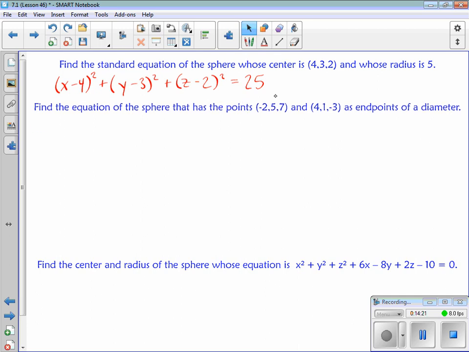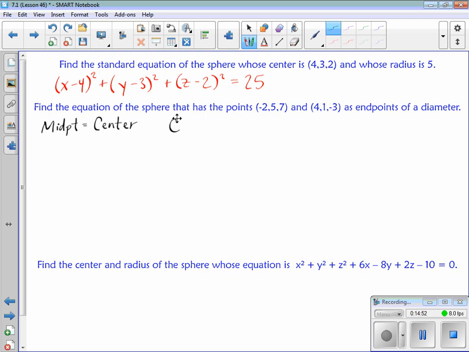Okay, find an equation of the sphere that has these points as endpoints of a diameter. So if I put a diameter through the center there, these would be endpoints. So can I do what I did here and just use one of these points, or what do I need first? You need the midpoint in order to get your center, right? So let's go ahead and find what the midpoint is. So let's write here, the midpoint is equal to the center.